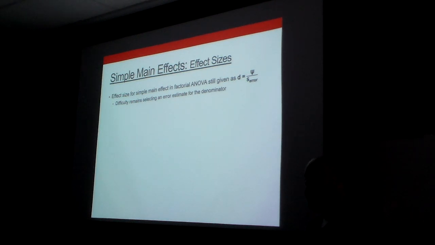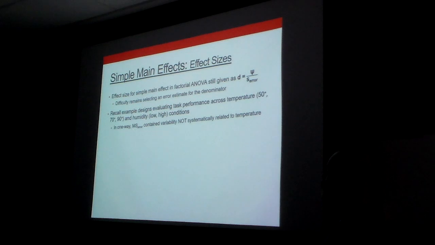But what starts to become difficult here is deciding what that standard deviation estimate should look like. So again, if we think about our design looking at cast performance across different humidity and temperature conditions, in our one-way ANOVA, our mean squared error is pulling in variability that's not systematically related to temperature, right?